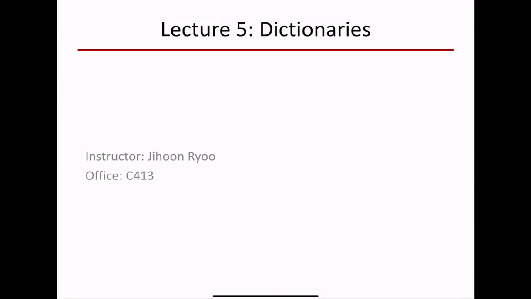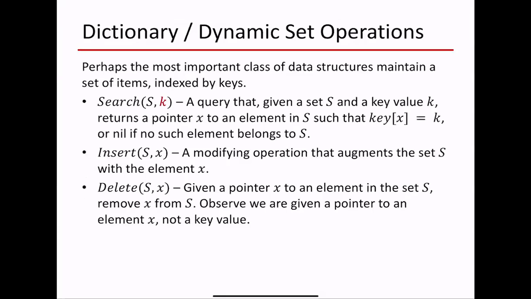So what is a dictionary? Perhaps the most important class of data structure, it maintains a set of items indexed by a key. Let's say we're looking for a value x. How can I get it? In a search, I'm looking for k, which is my key, so key of x is k. I look for this key in the set, and then we can find the value precisely. Then we talked about insertion and deletion, and we know what they are.